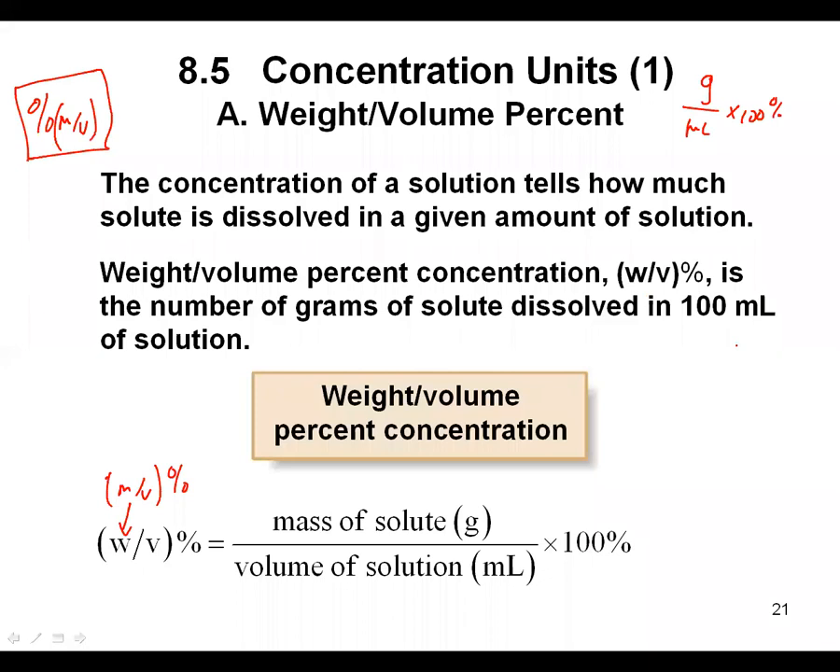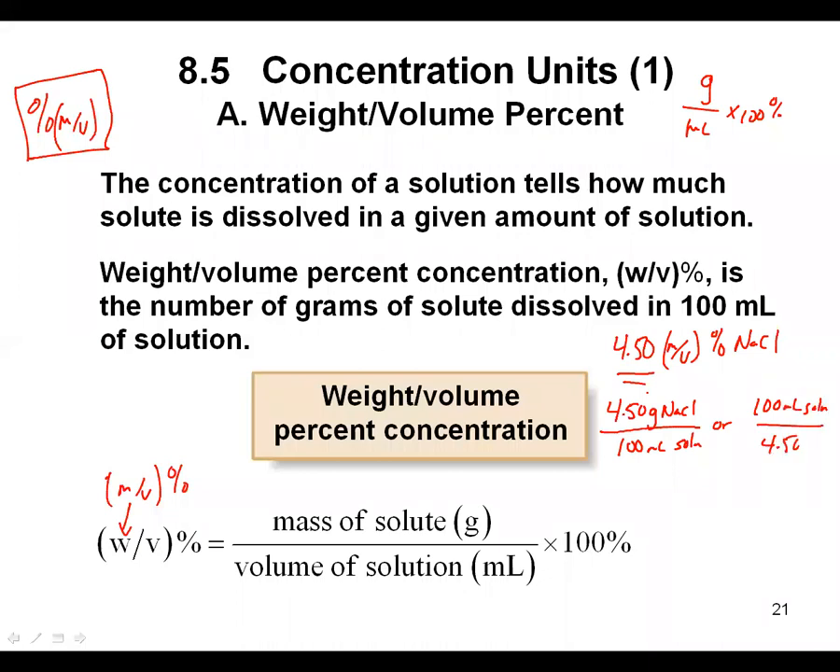If we had a 4.5 mass to volume percent sodium chloride solution, we can take this percentage and turn it into a conversion factor. Basically, what that would mean is I have 4.5 grams of sodium chloride in 100 milliliters of solution, not water. Or you could say in 100 milliliters of solution, you have 4.5 grams of sodium chloride.